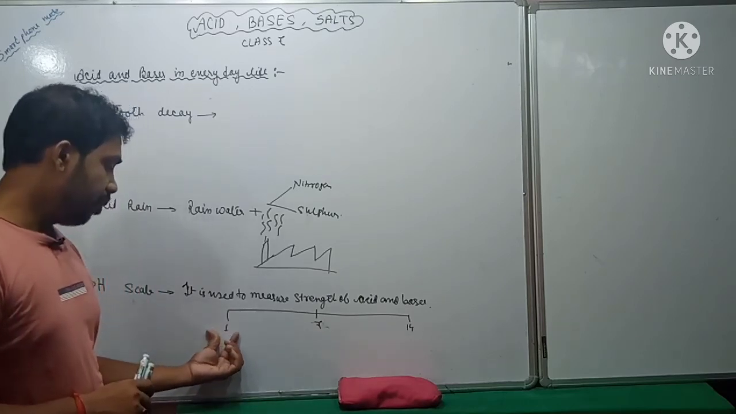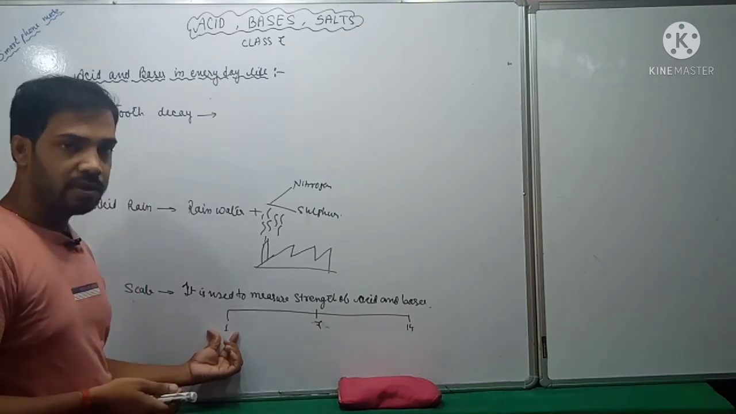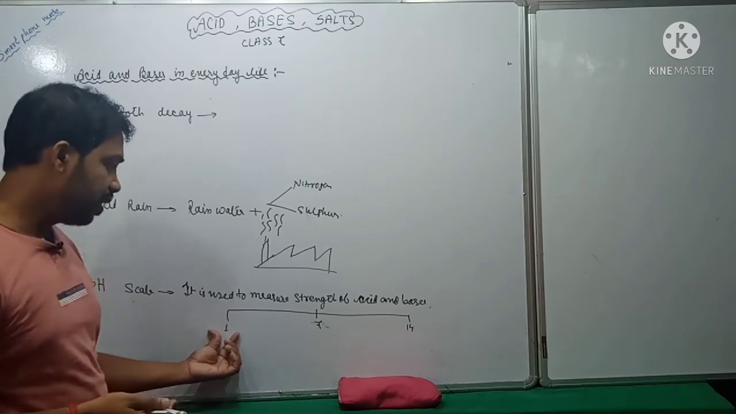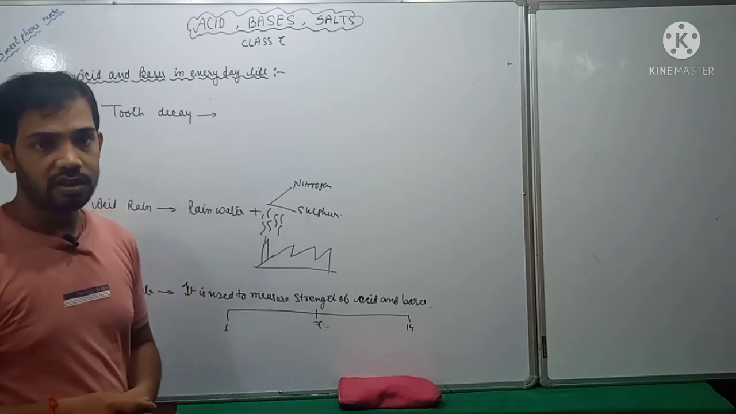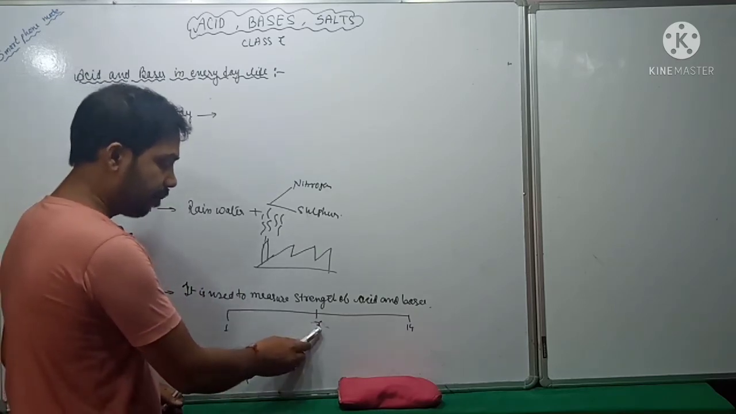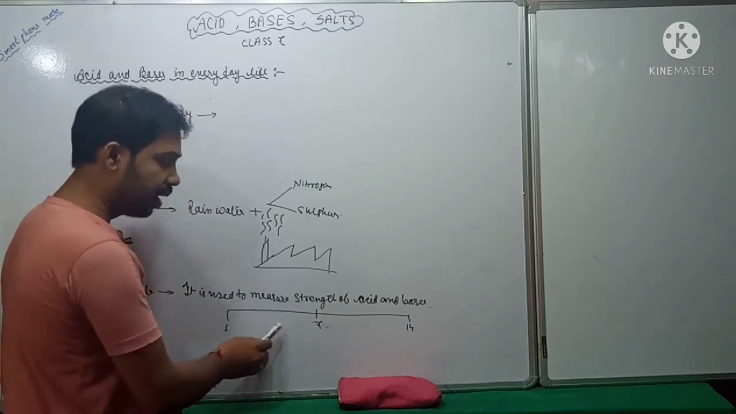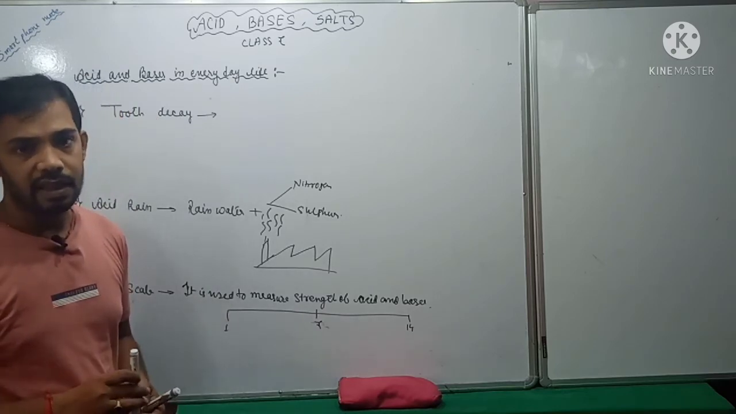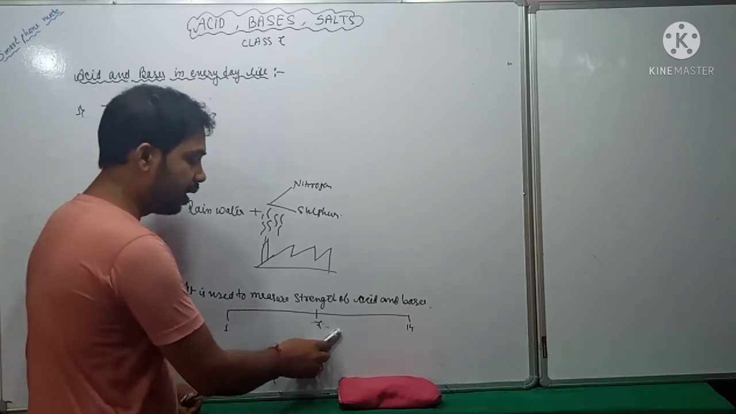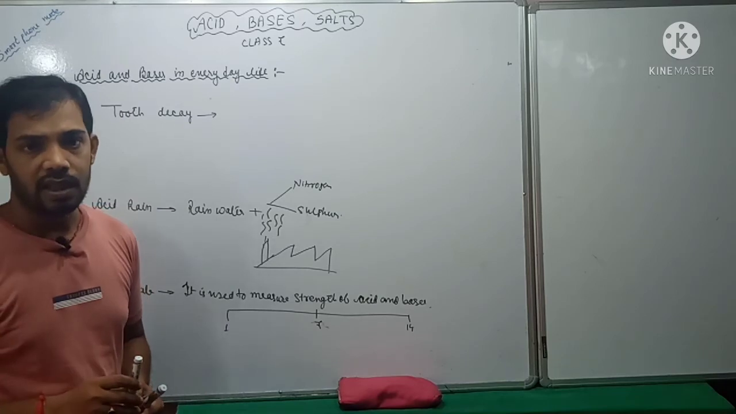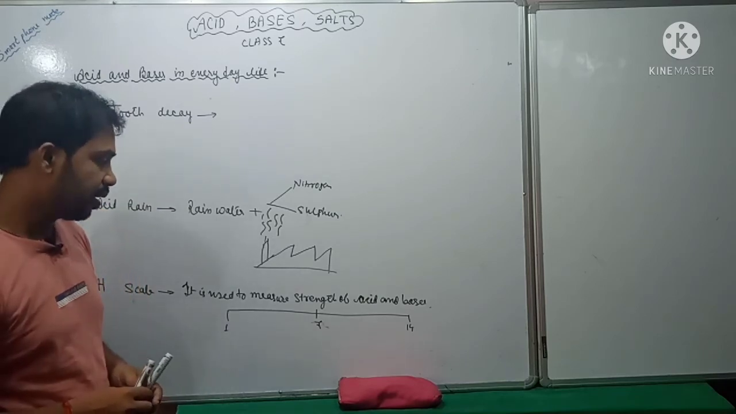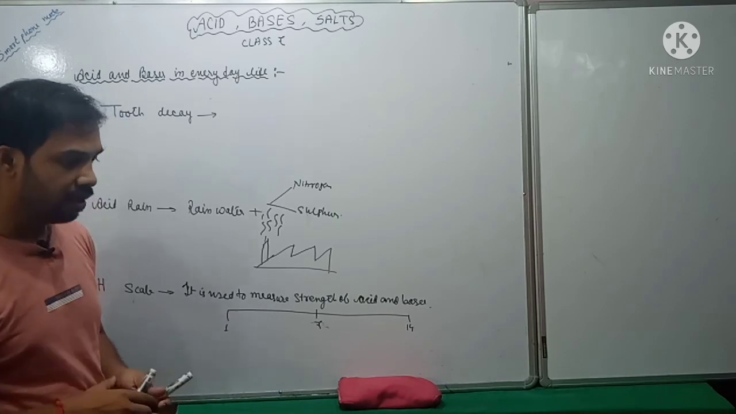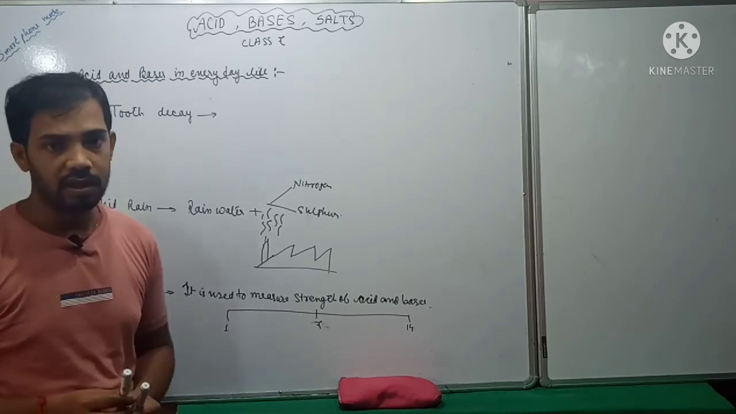If the pH of a substance is 1, it is a strong acid, and if it is 14, it is considered a strong base. If the pH is below 7, it is considered an acid, and if the pH is above 7, those substances are considered bases. Okay, now we will go to the next topic.